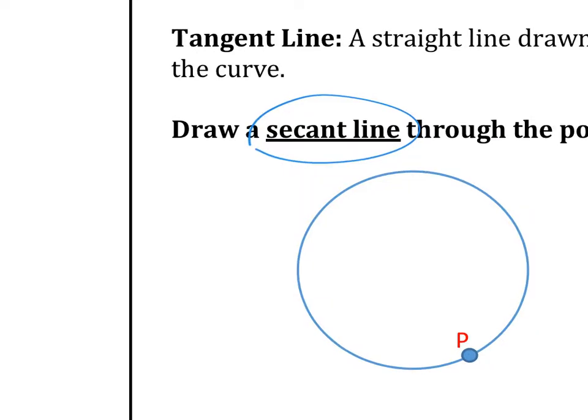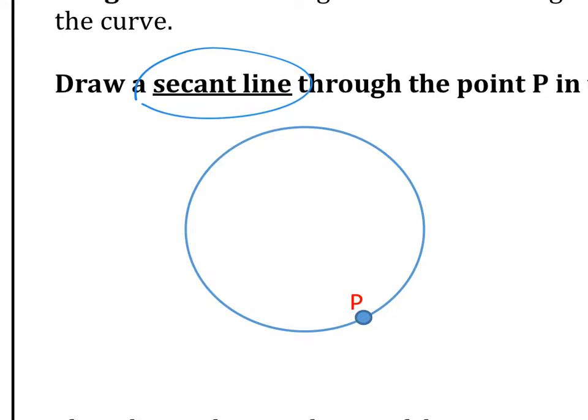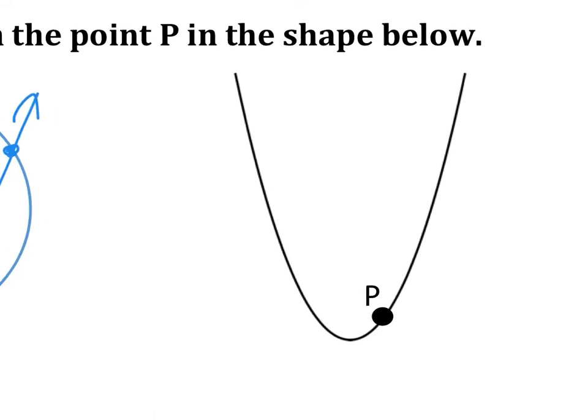Okay, so a secant line is basically a line that goes through 2 points. So it could be 2 points like this. One of the points has to be P, the other point is just somewhere else. Doesn't really matter where. Okay, let's try another one with a parabola. Draw a secant line.